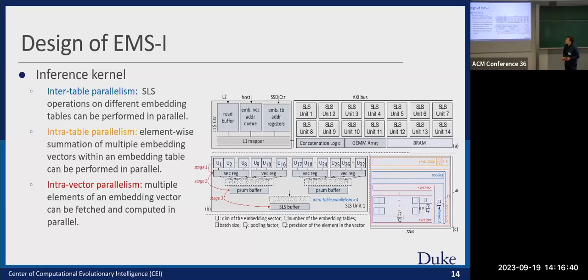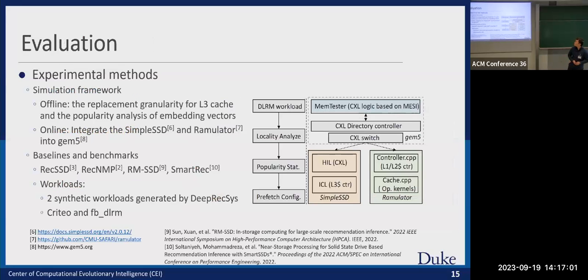And finally, we have the inter-vector parallelism, which we can use a vector adder to calculate the element-wise sum altogether during this calculation. So we also show this memory layout on the on-chip memory, so that we want to maximize those parallelism when we read the embedding vector outside of this on-chip memory.